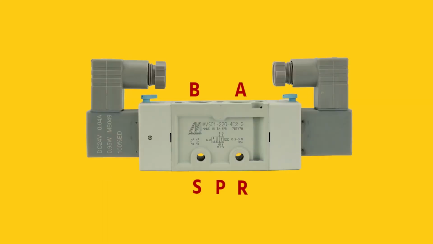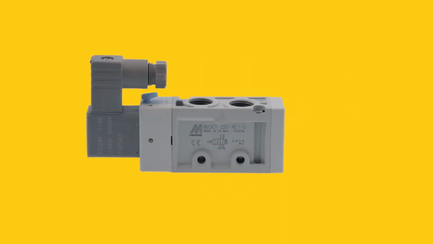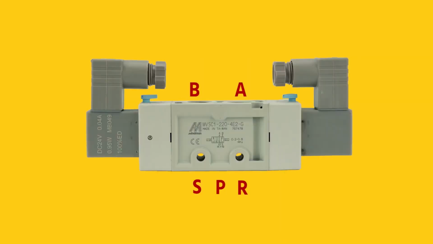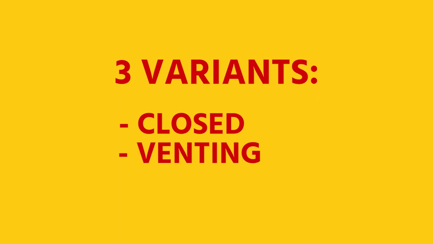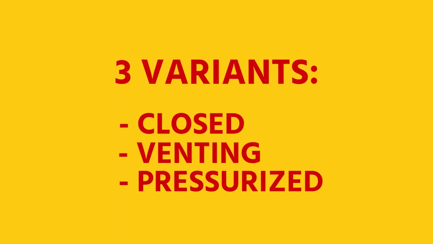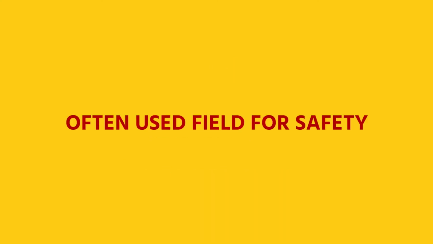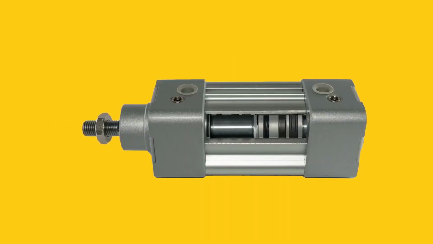A 5-3 valve has 5 ports and 3 states. It is similar to a 5-2 valve, but it has an extra state in the center position. They always have 2 coils to switch the valve. These valves are monostable and return to the center position when the solenoids are not energized. 5-3 valves are available in 3 variants, with closed center position, with venting center position, and with pressurized center position. This is often used in the field for safety, for example to stop a double acting cylinder during power loss.